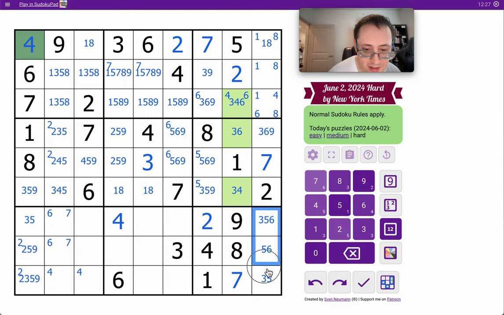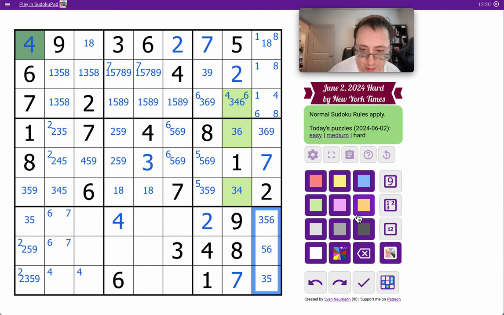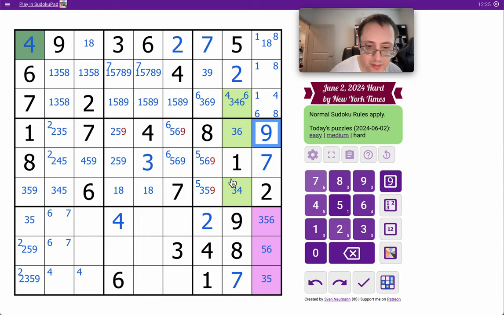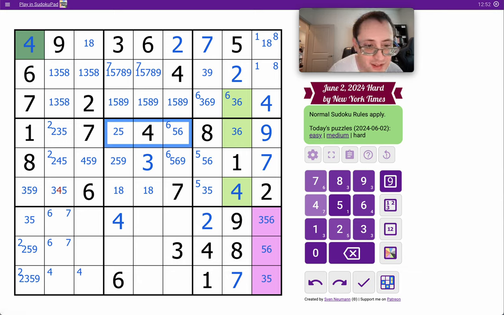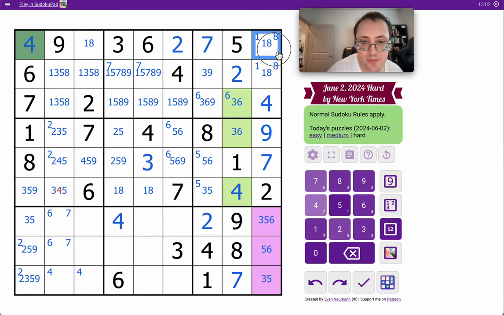3, 6, 3, 4, 3, 9. That's annoying. But the 3, 5, 6 there. Triple column 9 places that 9. Okay, 3, 5, 6. That's a 4. Therefore, that must be a 4 because this one isn't. 3, 6. Okay, neither of those are 9. I don't get anything useful out of it. Okay, this has to be 1 or 8. Also.